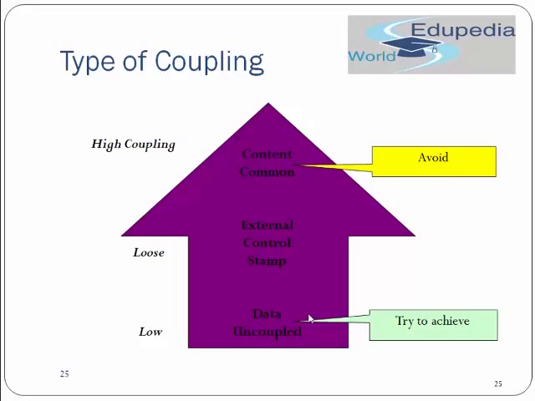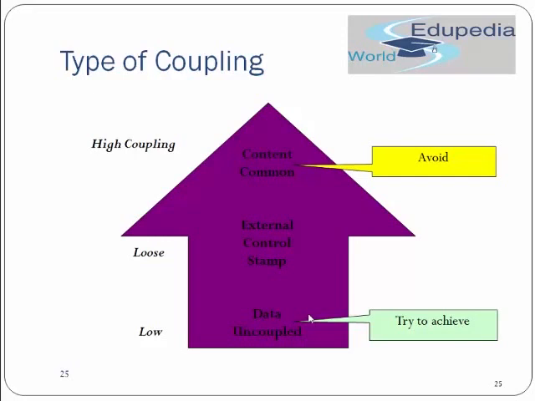Then loose coupling means external control. It's fine to have external control. For example, internationalization is an example of loose coupling. So it's okay if we are having an external control, such as an external file or a config file that is controlling various things in your code. But it's not okay if it's so tightly coupled that in order to make a change, you need to make a lot of changes in your code.